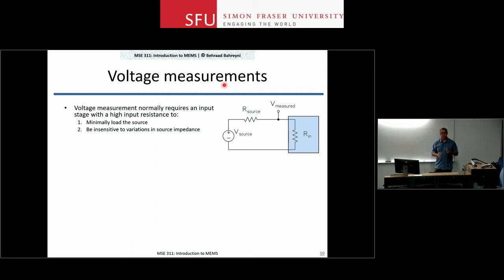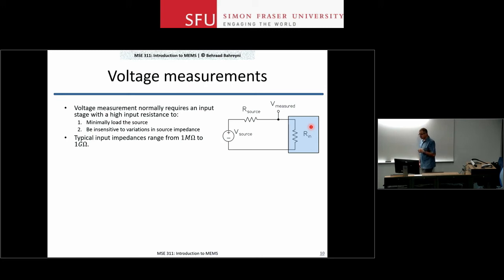So that's another reason that I would like to have a very high input impedance. And then I have control over this area, right? This is my voltage measurement circuit or unit. I have control over that. So I put a lot of effort into making sure that R in is as large as possible for that particular application, of course, right?